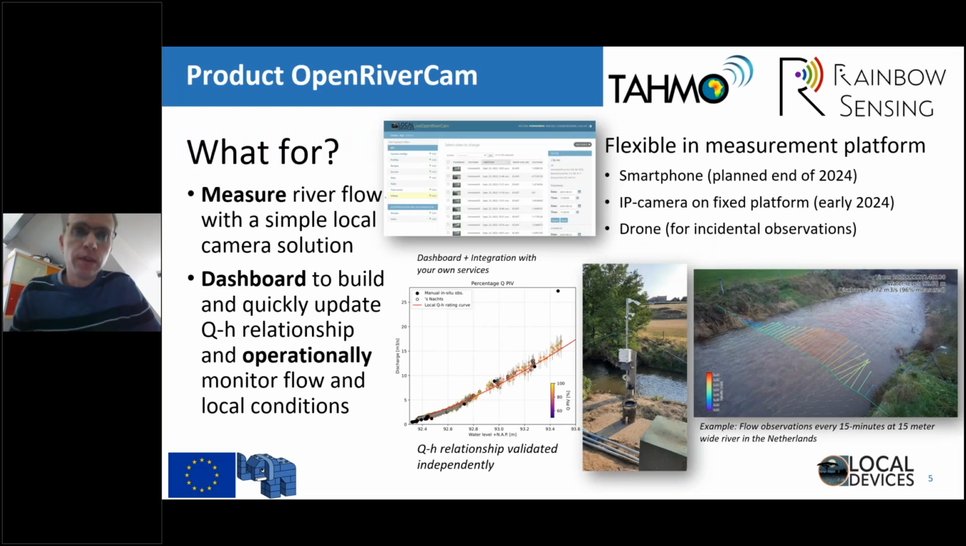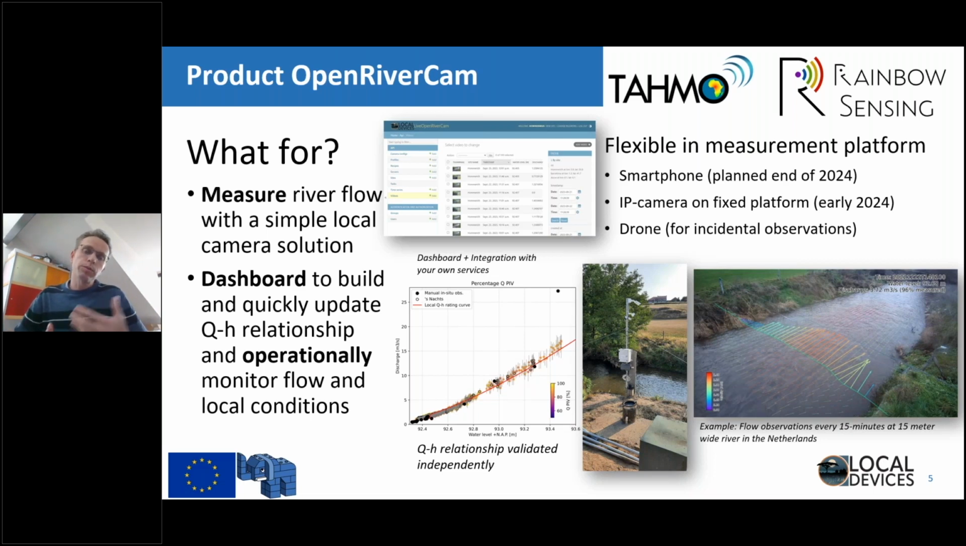Now, what does the product, if you like, look like? It's really meant to measure river flow with a simple local camera solution and do that operationally. So we also already saw OpenPIV. We actually use OpenPIV under the bonnet of the software at the moment. We're moving towards a faster method at the moment. But anyway, the idea is that you operationalize that.